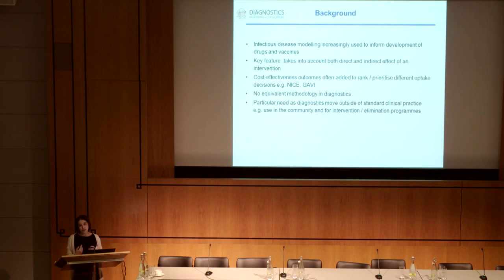The key feature in infectious diseases really is that interventions have both a direct and indirect effect, and that's why the models tend to be a little bit more complex than the standard other models. And cost-effectiveness outcomes can be added to these to rank and prioritise different products, either for development and then also for implementation. Much of that work informs the guidance produced by people like NICE in the UK or somewhere like Gavi internationally.